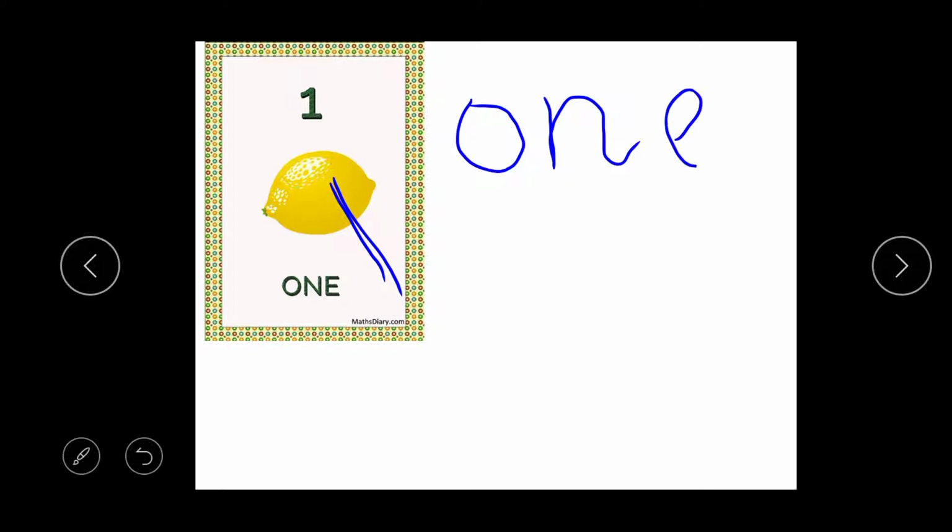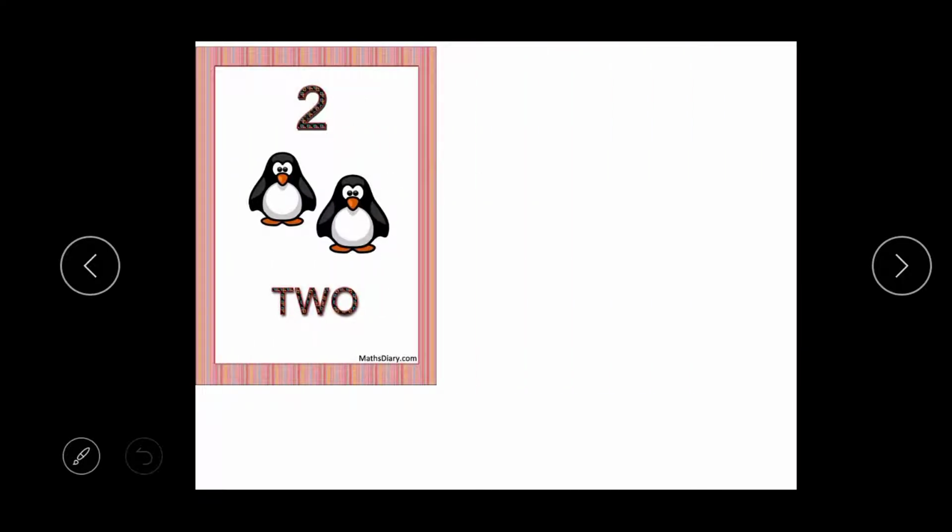O-N-E. 1. The second number is 2. So, let's count the number of objects right there. 1, 2. So, let's learn how to spell number 2.